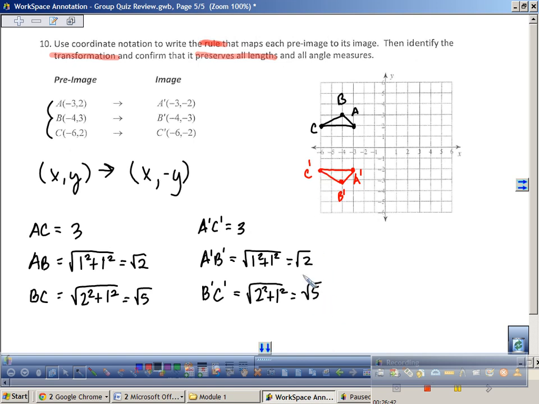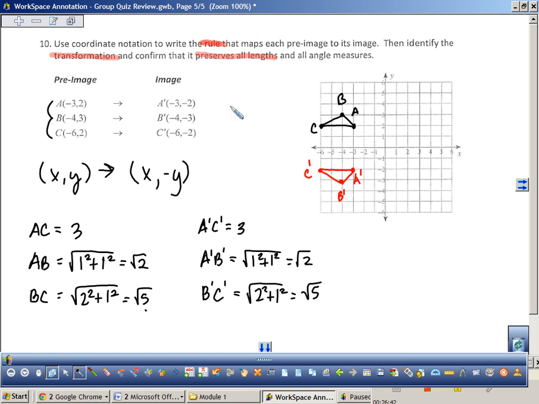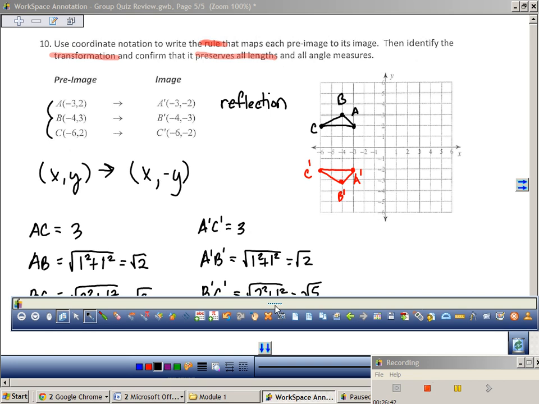And that would give you full credit on this one. 5 points. Oh, what am I missing? I just got 4 out of 5. Uh-oh. Good thing we had extra credit, right? I forgot the transformation. What's the transformation? Reflection. It's a reflection. Alrighty. Questions? Okay. Good job, guys.